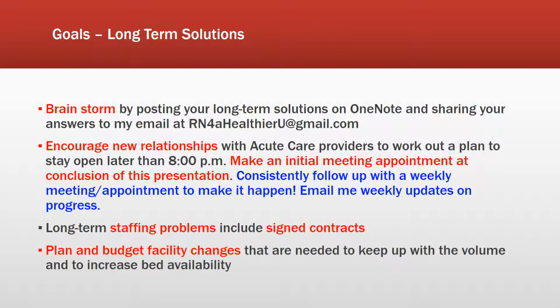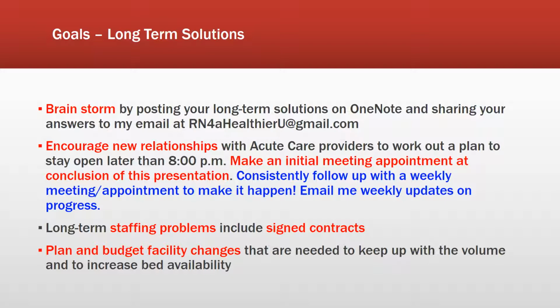Let's address these goals, long-term solutions that we have. First, we're going to brainstorm on how to make the ER beds more available and how we can improve it by posting your ideas to OneNote and then sharing your answers with my email at rnforahealthieryou@gmail. You're going to encourage new relationships with acute care providers, and you're going to help deal with the volume by working out a plan with them to stay open later, whether it's get the government involved, whatever we have to do to help them with the expenses, but help treat these folks, help us with the volume.